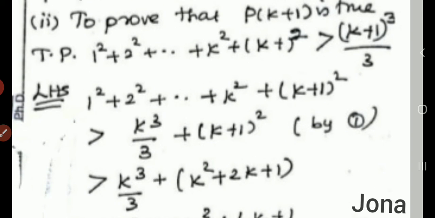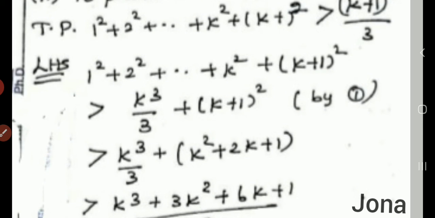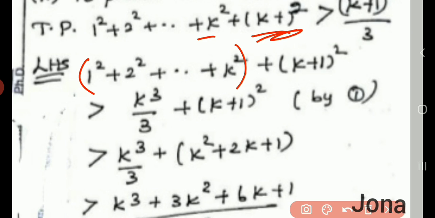Okay, for this I can write 1 square plus 2 square plus 3 square plus etc. k square plus the next term, k plus 1 the whole square, because it is P of k plus 1. So in the place of k we have to substitute k plus 1: greater than k plus 1 the whole cube divided by 3. Okay, so now from 1 square plus 2 square plus etc. till this k square we have the value k cube by 3. So keep this term as it is.